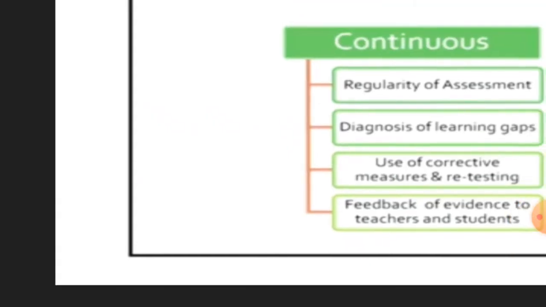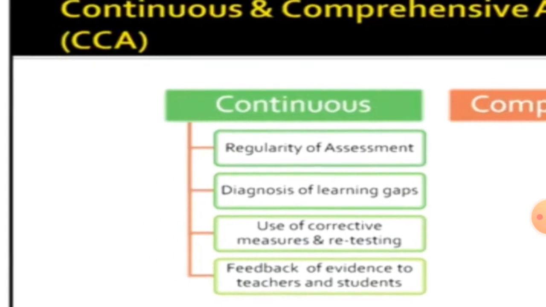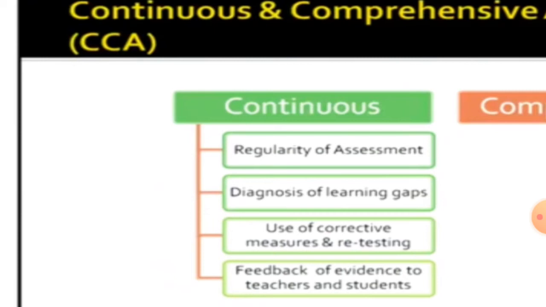Continuous comprehensive evaluation means the regularity of assessment, and assessment is for improvement. Continuous evaluation means we should regularly observe the students, what the student is getting from our teaching learning activities, and we have to diagnose the learning gaps. What is the previous knowledge of the student and what is the present knowledge of the student? Is there any gap between the previous knowledge and present knowledge? We should diagnose every day, every minute, every moment, and if there is a gap, we have to use corrective measures, and we should test again whether the student has achieved it or not. Then we should give feedback of the evidence to teachers and students on whether they have achieved or not.